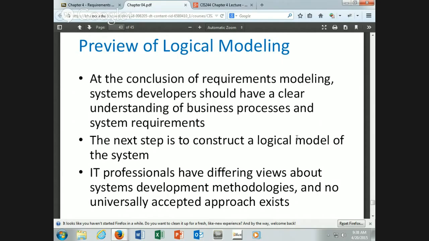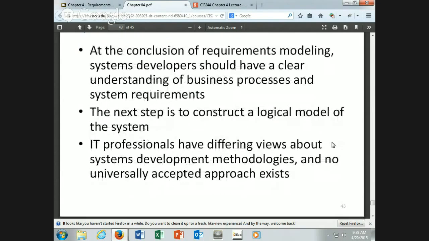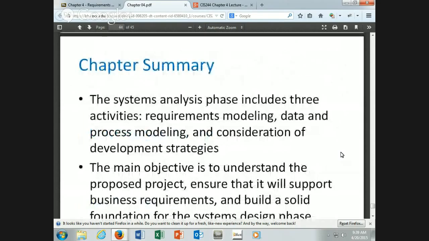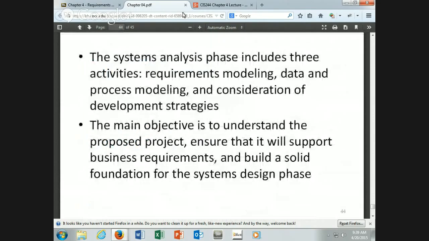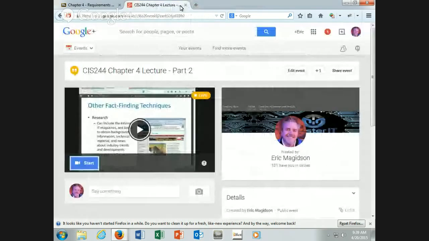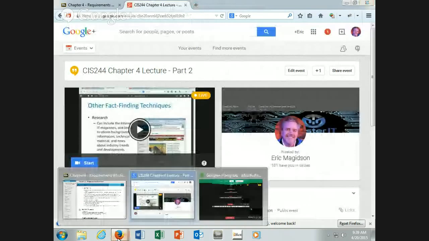Next step, construct a logical model of the system. We'll get into that. IT professionals have differing views about systems development methodologies. There's no one methodology. Microsoft has their own, Amazon has their own, Oracle has their own. So it all depends on what we need when we need it. That's the big thing.